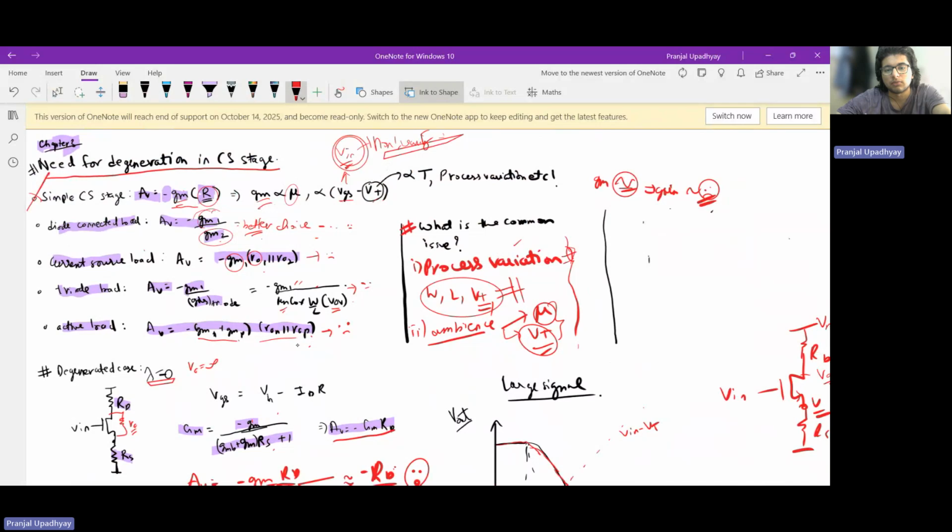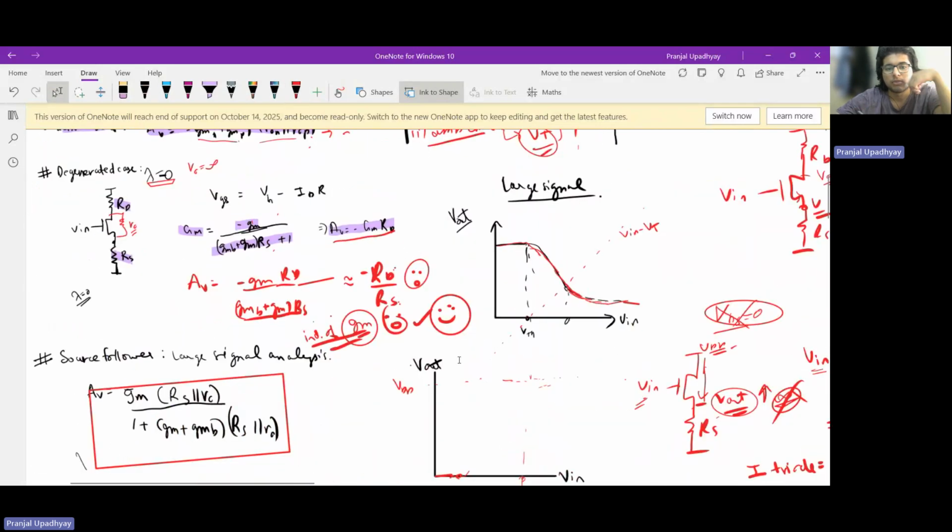One of the motivations to use degeneration is that we can approximate this expression and it becomes minus RD by RS. Why? Because in the gain expression, this term is much, much greater than 1 and GMB is much, much less than GM. So I can approximate it as minus GM by GM times RS. Multiplying by RD to get the gain, I just get RD by RS, which is independent of GM, making it immune to signal variations. The gain is immune to signal variations, which is quite a good sign.